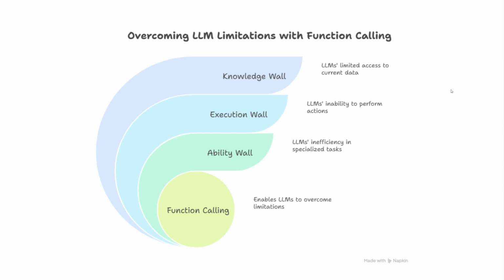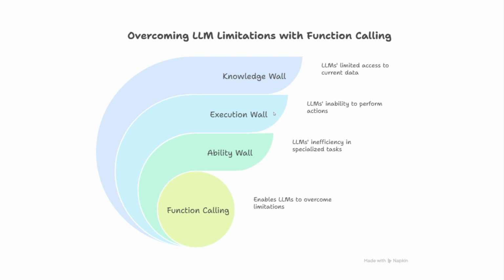First, there is the knowledge wall. An LLM's knowledge is limited to the data it was trained on. It can't access real-time information like the current weather or a stock price. Function calling allows us to bridge this gap, giving the AI access to live data and private documents.